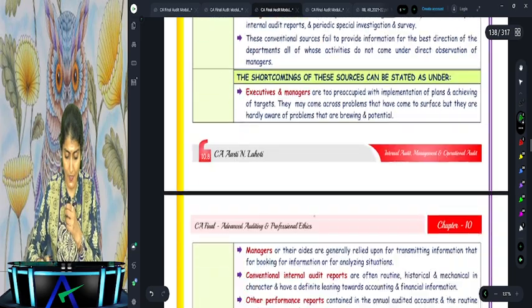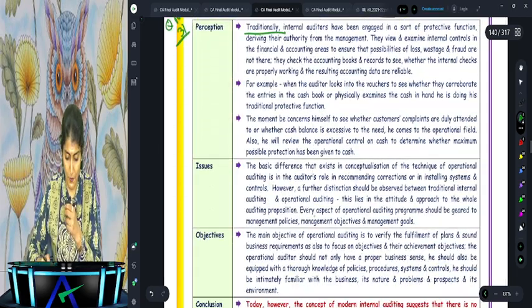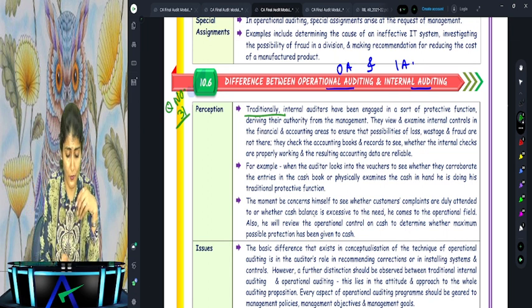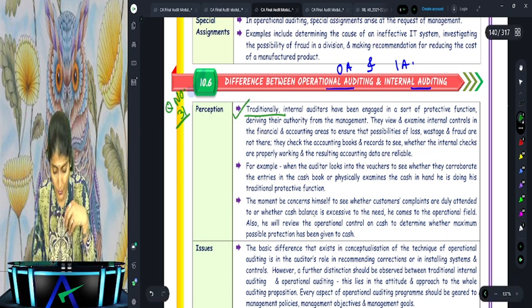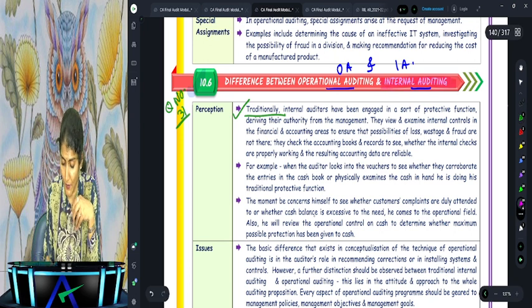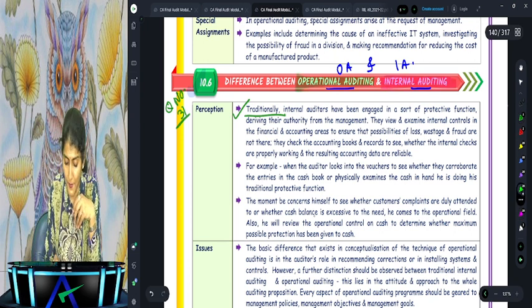Yes, right? So let us look into the distinction between the, it's not a distinction, it is more like a similarity now, because you have to write traditional and modern internal audit. Traditionally, internal auditors have been engaged, right? So internal audit, and then you have the operational audit. So what does it say?